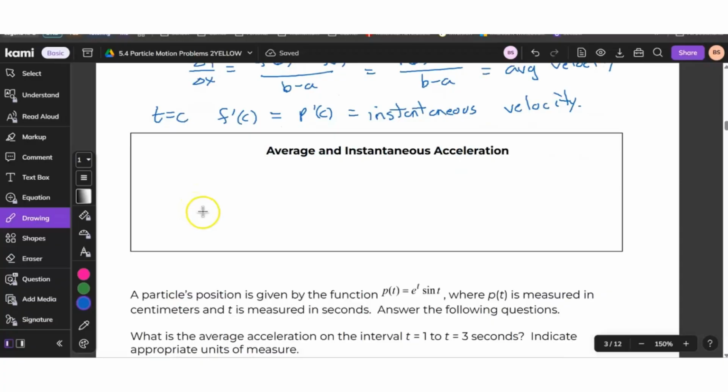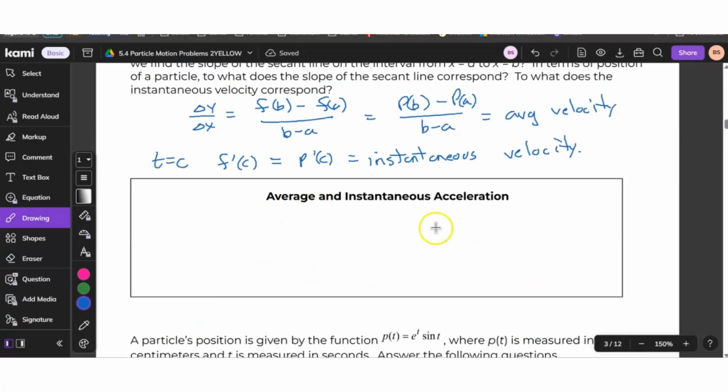So, didn't I already write this? Average and, oh no, this is acceleration. I was like, didn't I write this already? All right, so average acceleration. This is going to be the same idea, the secant line, except that this time it's the secant of the velocity graph. So instead of being P of A and B, it's going to be V of A and B. So V of B minus V of A over B minus A, right? And we could say where v of t is equal to p prime of t, which really is our velocity function, right?